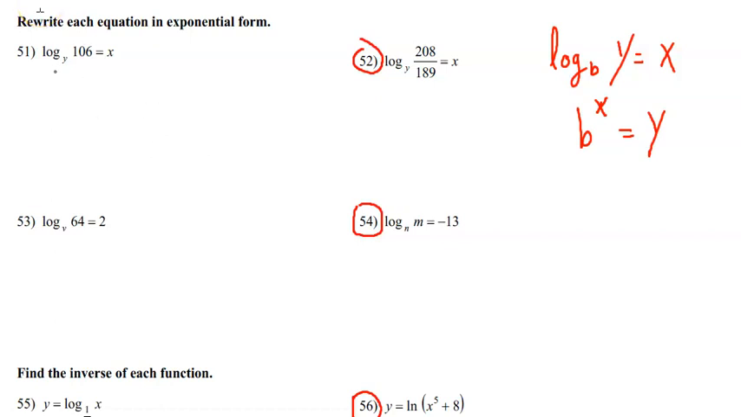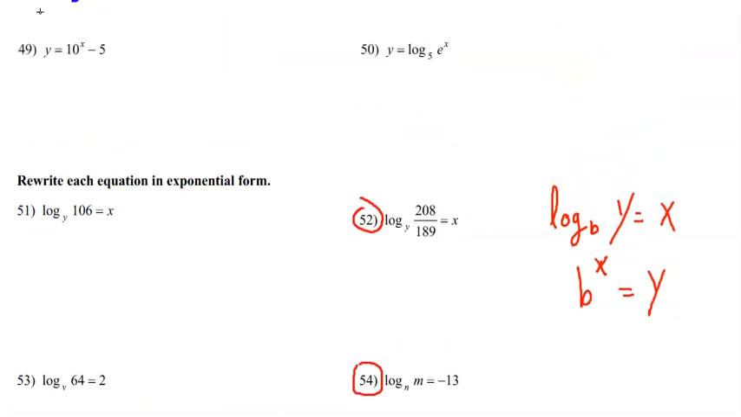So let's look at this one. Rewrite each equation in exponential form. So just like the previous video, we have log base b of y equals x, and then we're going to change it to b to the x power equals y. In the previous video, we started with the opposite.